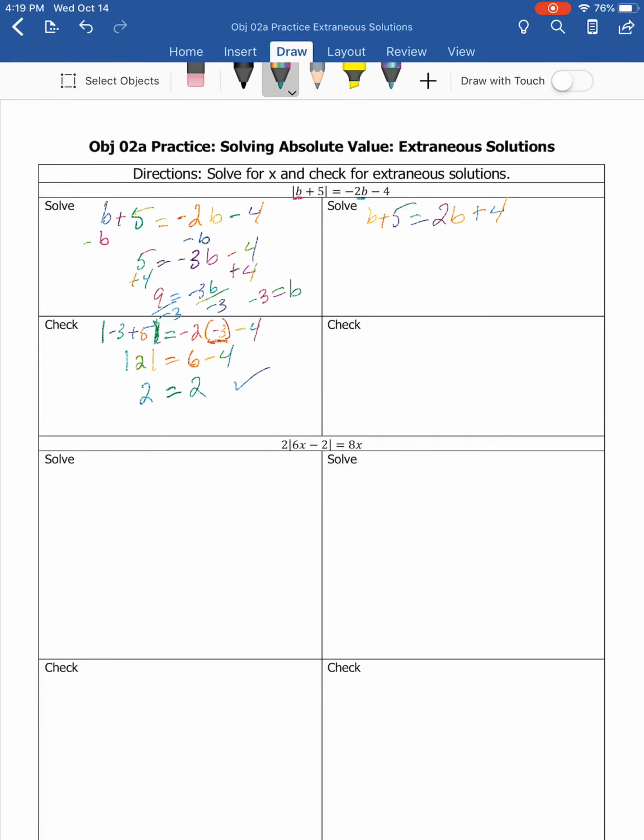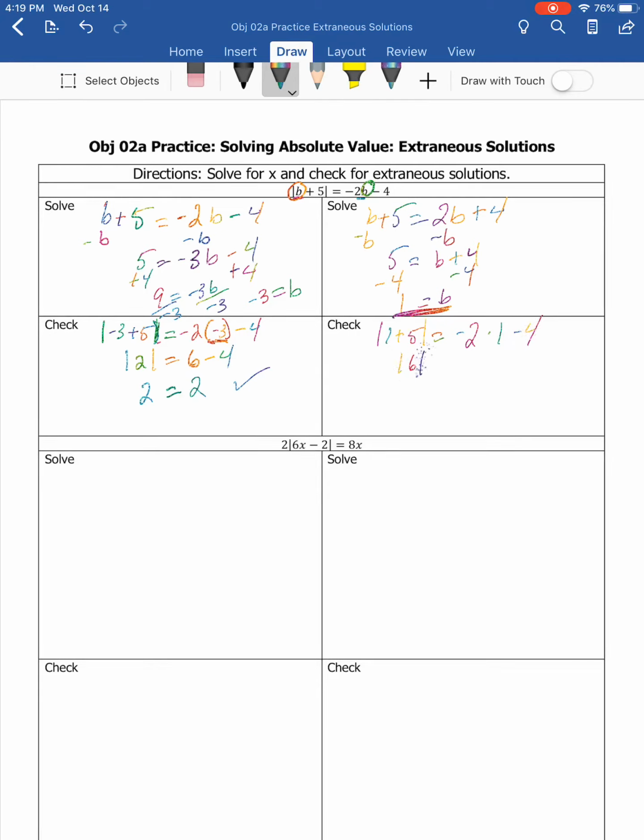Go through and do the same thing. I get my b's on one side. I subtract b. 5 is equal to b plus 4. Subtract 4. B is equal to 1. So I do the same thing here. I replace my b, in my original problem, with 1. So it's going to be the absolute value of 1 plus 5 is equal to negative 2 times 1 minus 4.